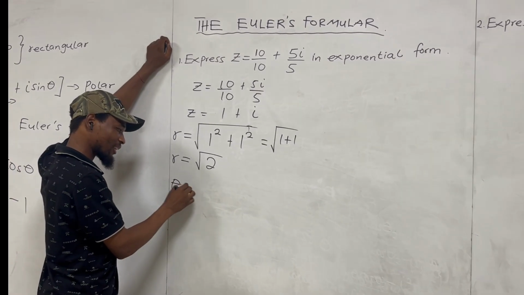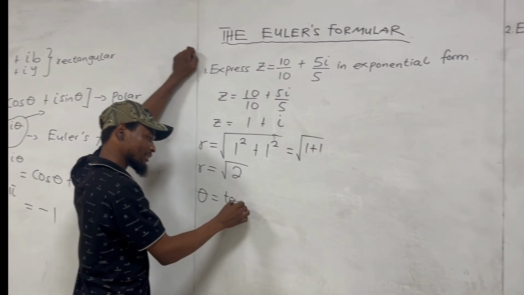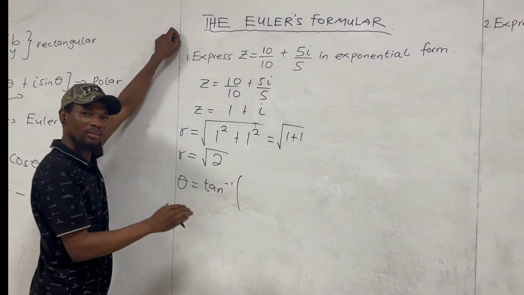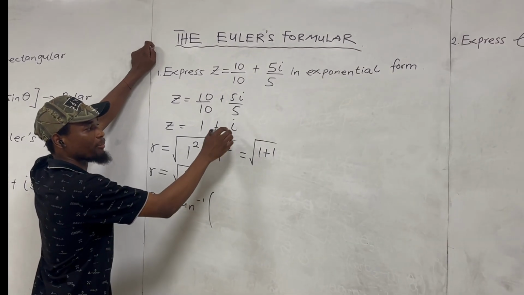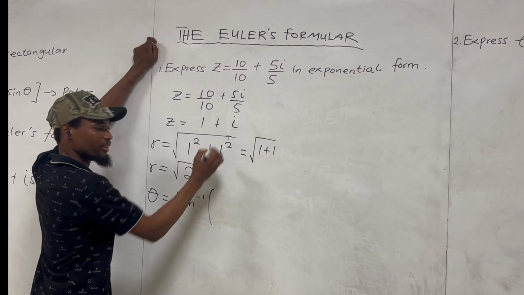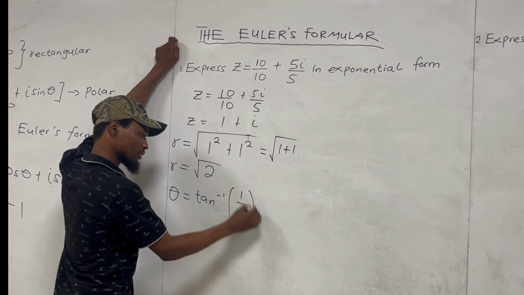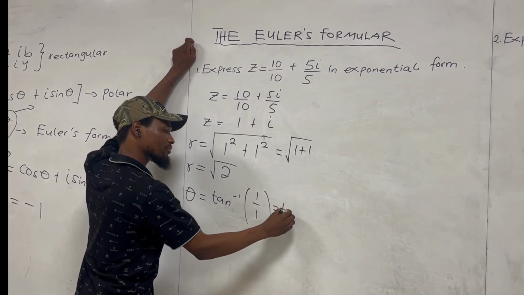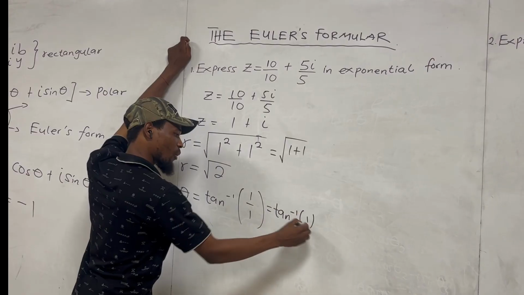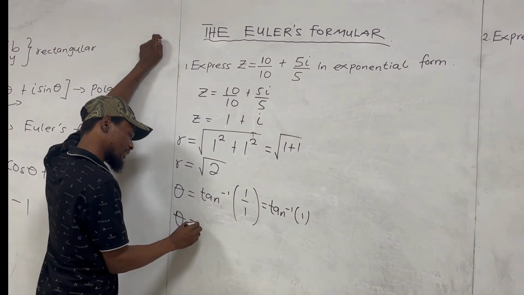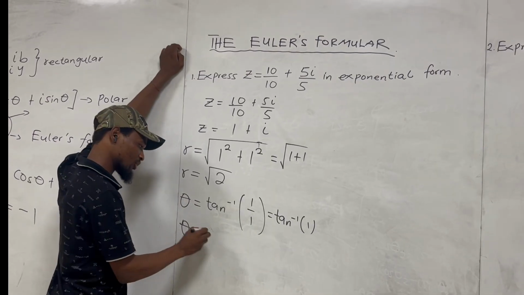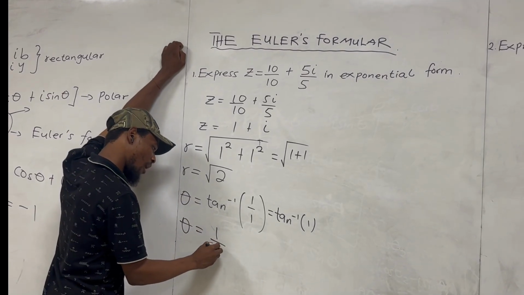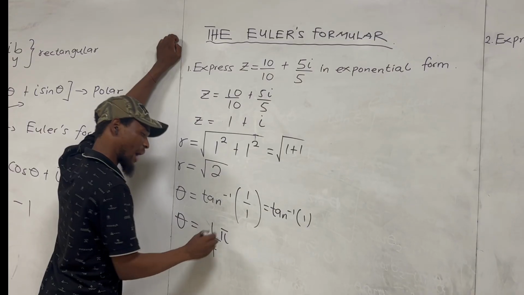Now let's look for the angle theta. You have theta is equal to tan inverse of the imaginary part over the real part. The imaginary part is 1, so I have 1 over 1. This is the same as tan inverse of 1. So theta is equal to tan inverse of 1, which in radians is equal to pi over 4 radians.